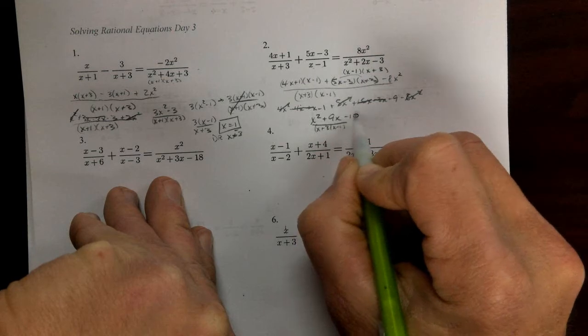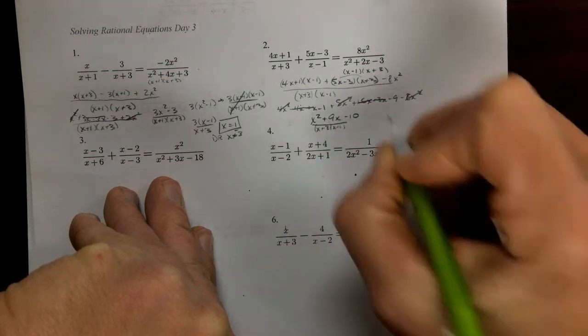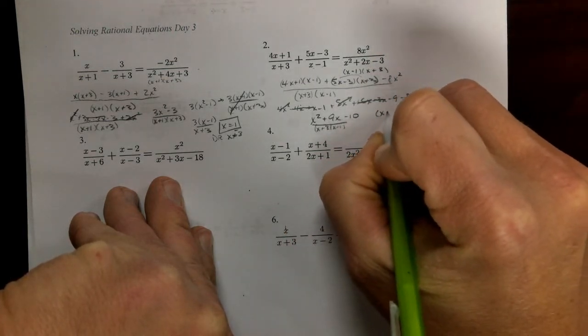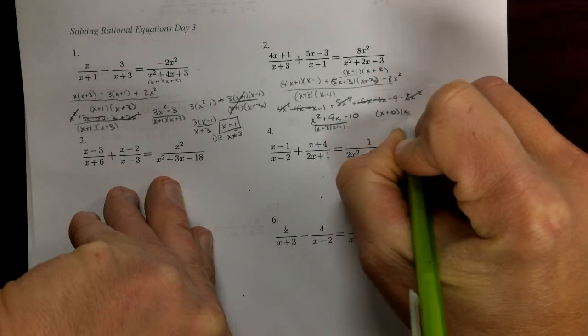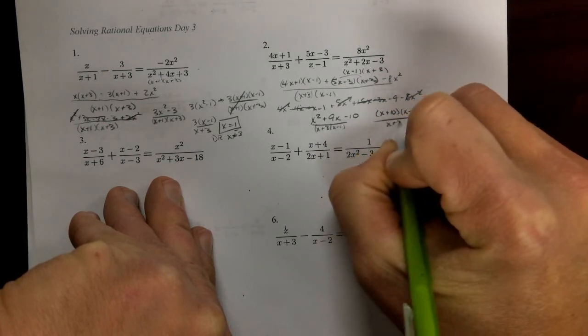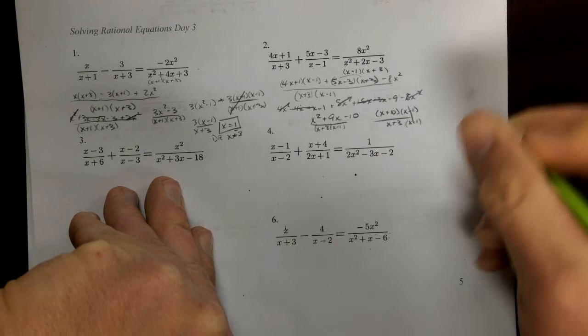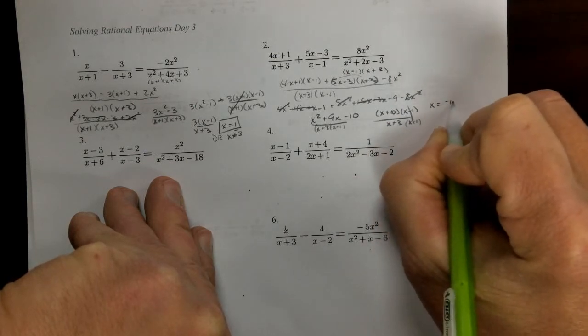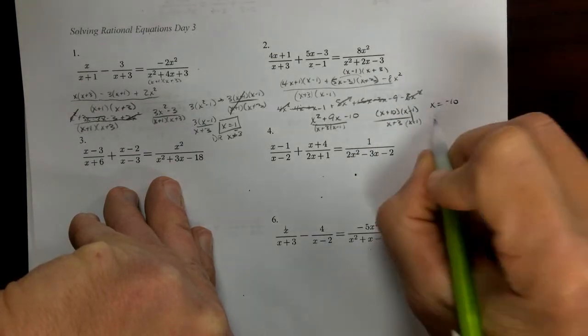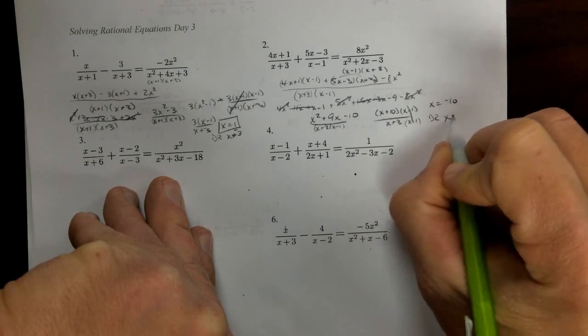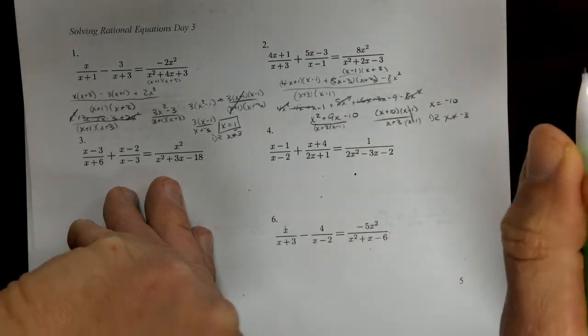Alright, let's look to factor this. So factors of 10 that combine to give me 9. So this is going to factor into x plus 10 and x minus 1 over x plus 3, x minus 1. Bye-bye. So we get x equals negative 10. Domain restriction, x cannot equal negative 3.